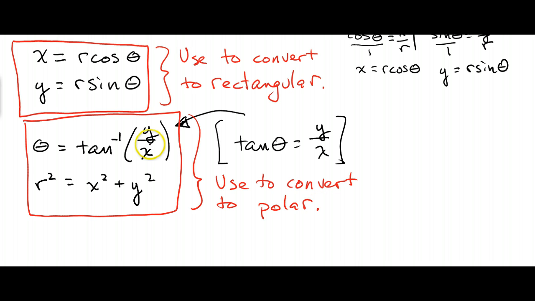Alright, so again, if you know y and x, you just do tan inverse y over x and you get theta. You do x squared plus y squared, remember to take the square root at the end, and you get your radius. In the next video, we'll look at some examples of each.